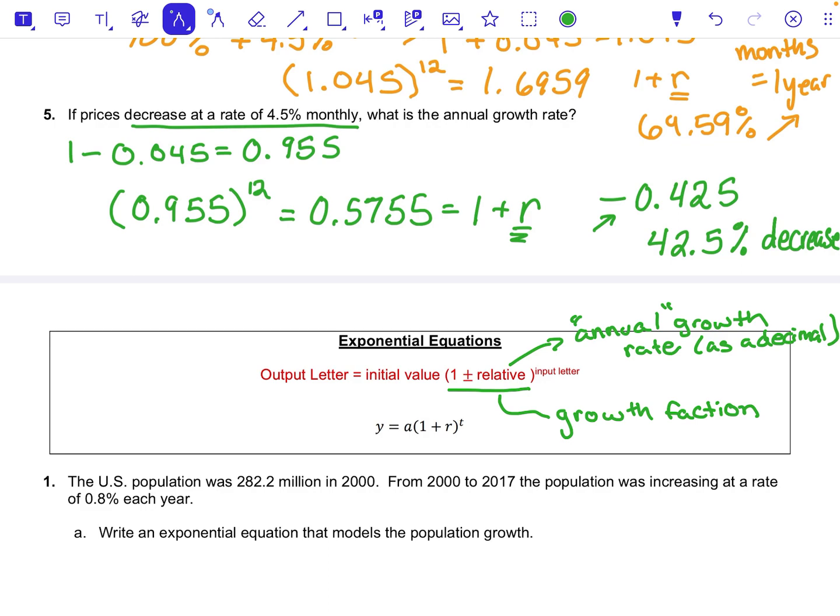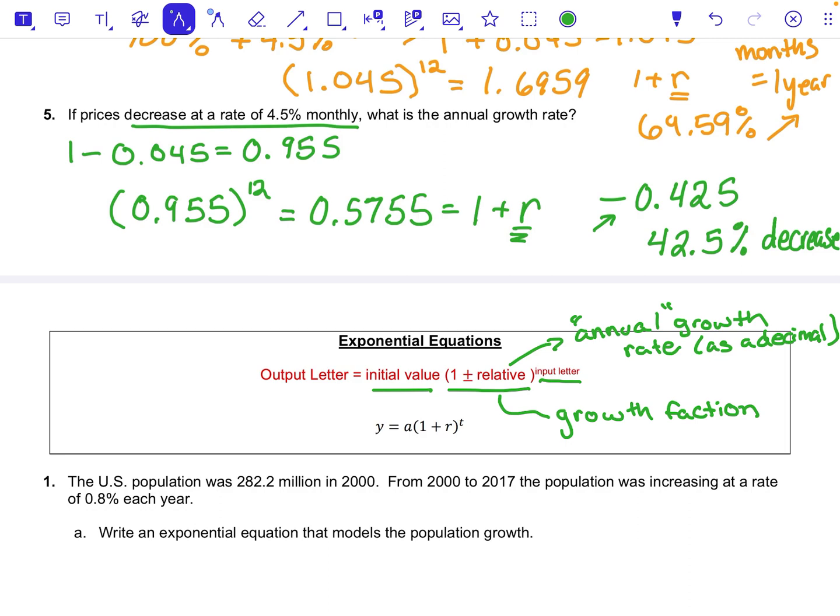The input letter then is the power, the number of years, the number of hours, the number of times we're multiplying by that growth factor. And then we have our initial value, and then we get the output. Down below, you're just going to probably see a form that you might be a little more familiar with, that you might have seen in a previous math class, to give you a sense.